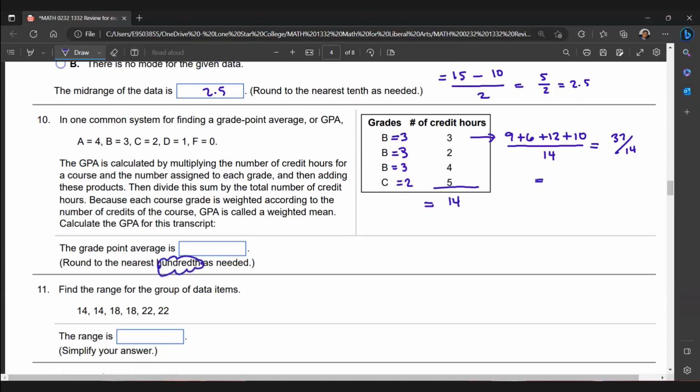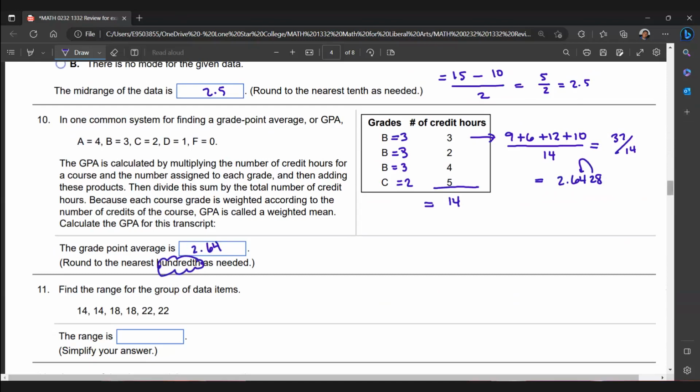So that is 2 decimal places. 2.6428. But because this 2 is not big enough, it's not a 5 or greater, this 2 does not make this 4 into a 5. So therefore, the GPA is 2.64. Okay.